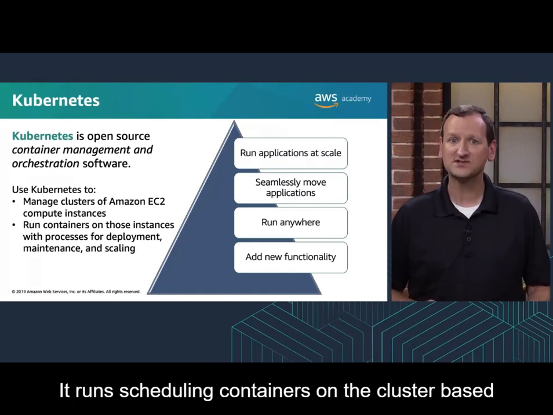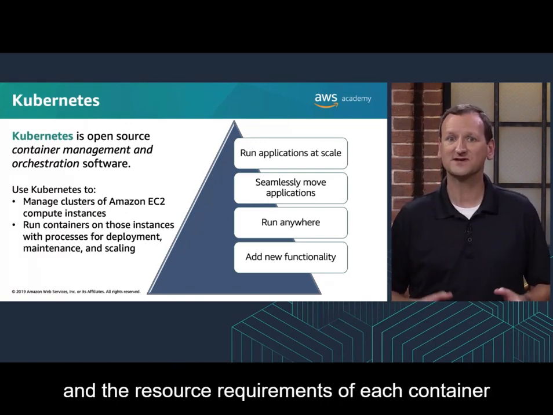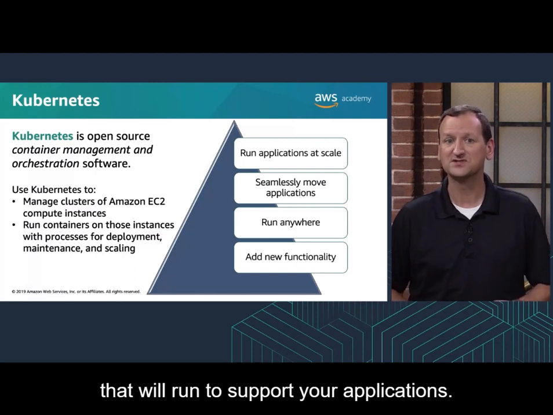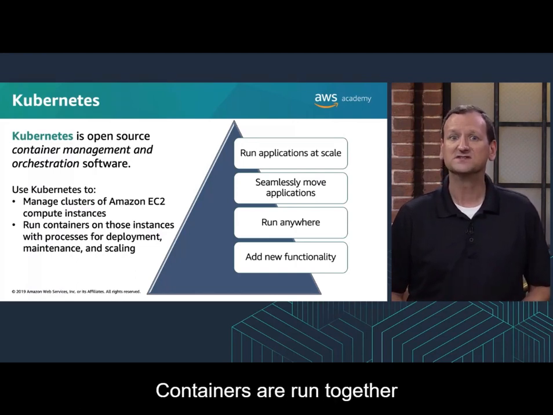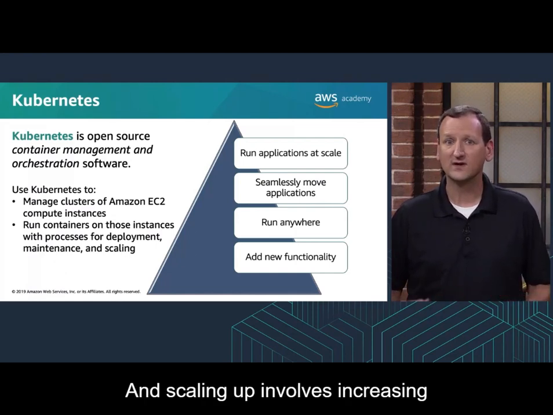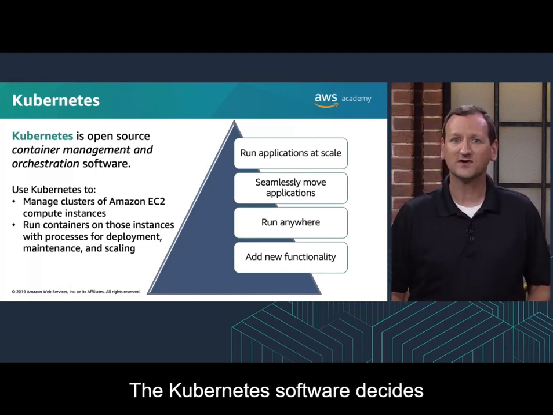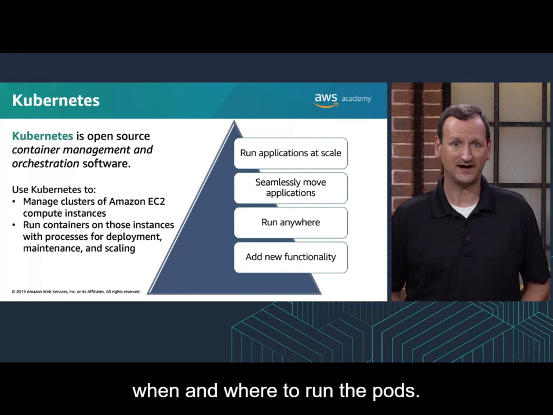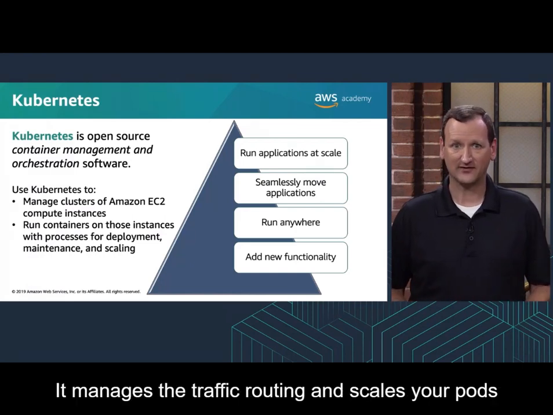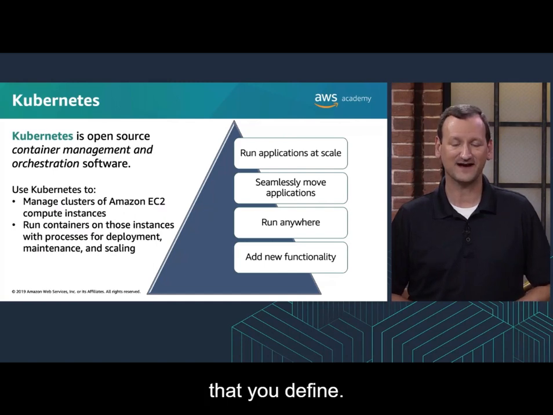It runs scheduling containers on the cluster based around where compute resources are available and the resource requirements of each container that will run to support your applications. Containers are run together in logical groupings called pods, and scaling up involves increasing the number of pods for an application. The Kubernetes software decides when and where to run the pods. It manages the traffic routing and scales your pods based on utilization or other metrics that you define.